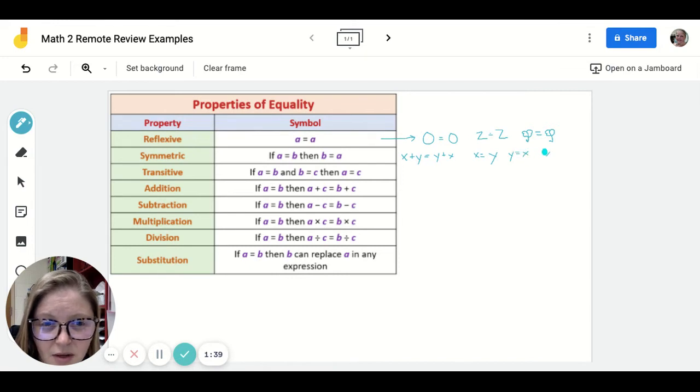I could have one thing telling me x equals 1, and I would use the symmetric property to turn it around so that it's 1 equals x. Okay, so it just kind of flops it around.